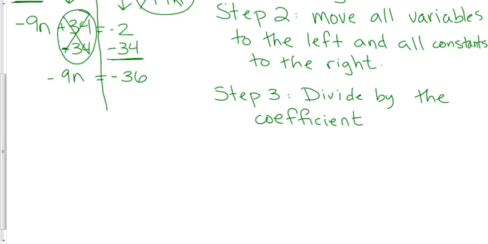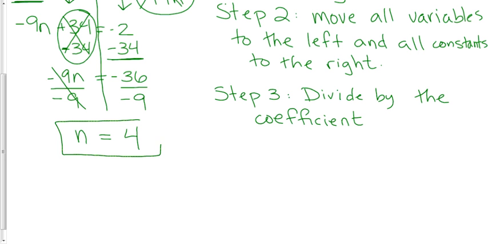So whatever number is in front of the variable, we're going to divide both sides by that number. So here we had a negative 9. So we divide both sides by negative 9. Leaves us with n on the left and a positive 4 on the right. There's our answer. So same 3 steps. You follow those 3 steps every time, you will get a correct answer.